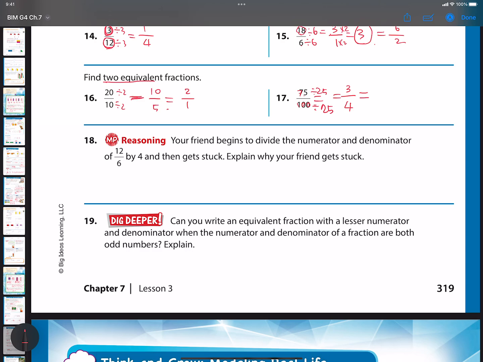Is equal to what? Okay, this time I'm going to use 5. Divide by 5. They are all ending with 5 and 0. So they are all multiples of 5. So 75 divided by 5 is what? 15, right? And then 100 divided by 5 is what? 20. So 15 over 20.